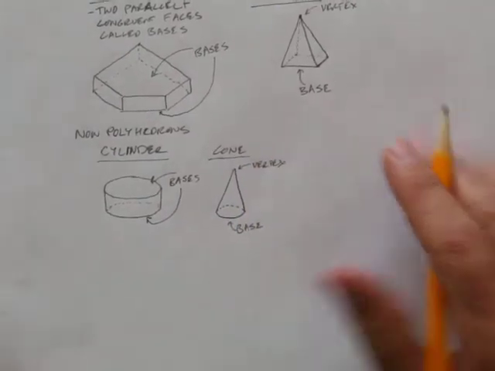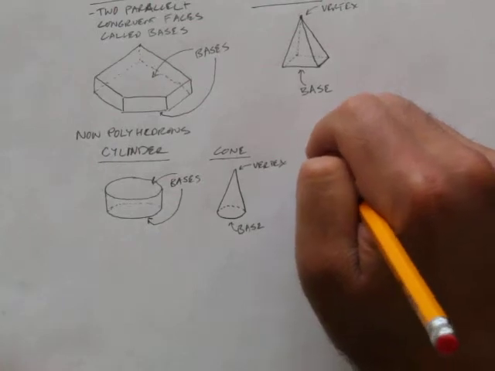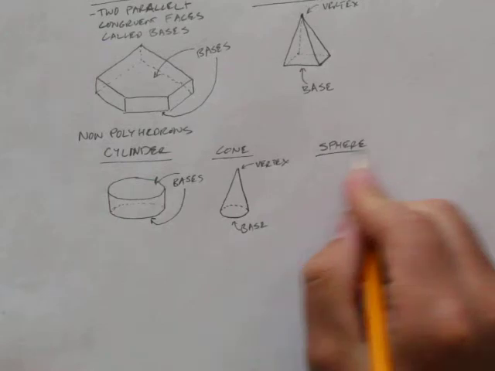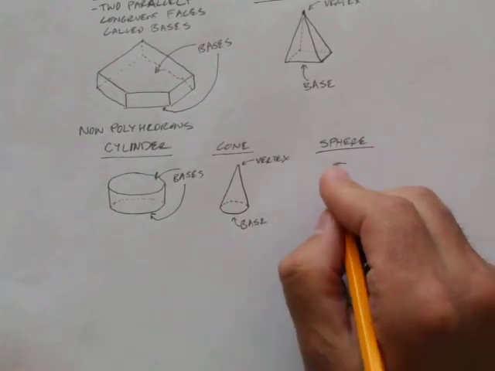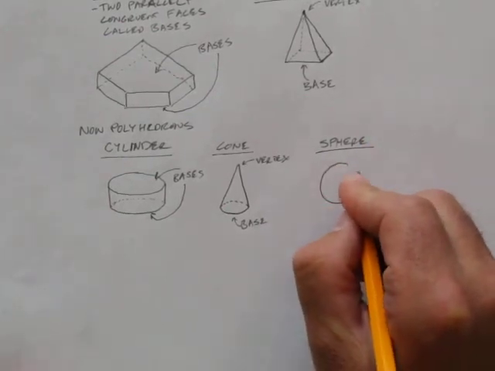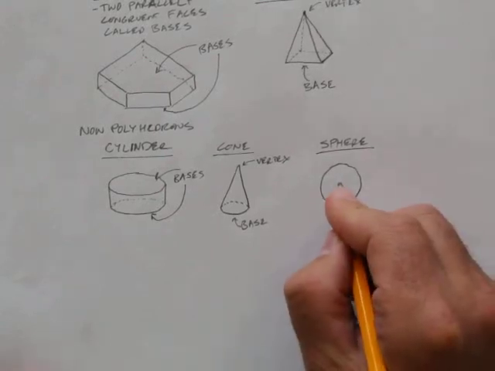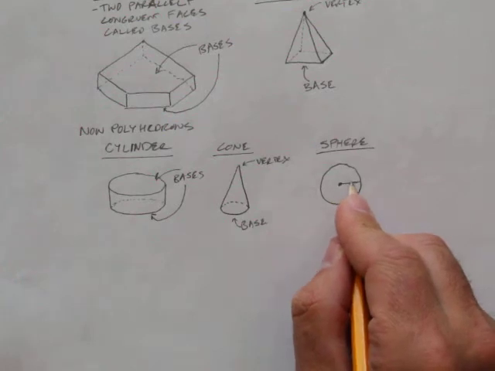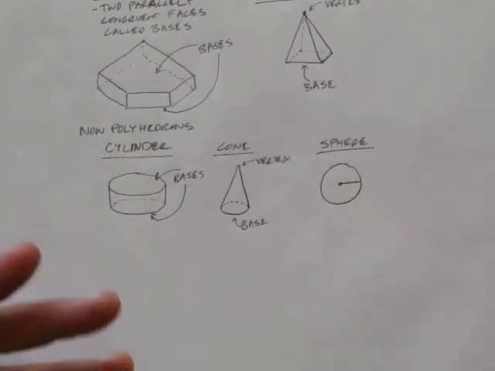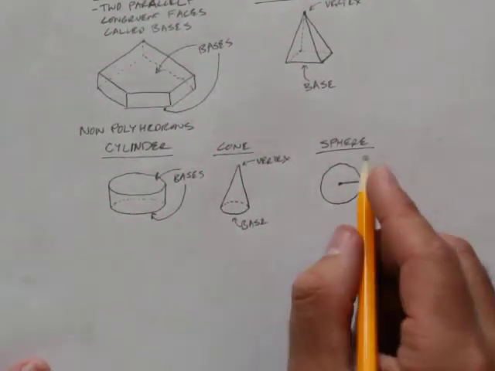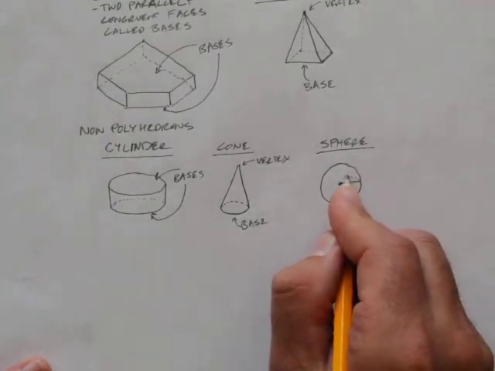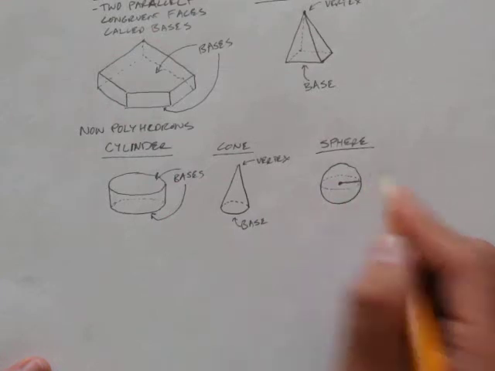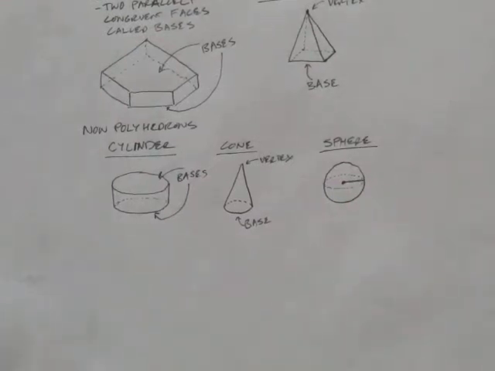And then one more non-polyhedron is a sphere. So for a sphere, we're going to draw a circle. We're going to draw a center point here. And then if you draw a radius, that's helpful too. Now, it doesn't really look like a sphere, it just looks like a circle. So what we can do is draw an oval inside of it, right around the midpoint. And now it looks a little bit more like a sphere.